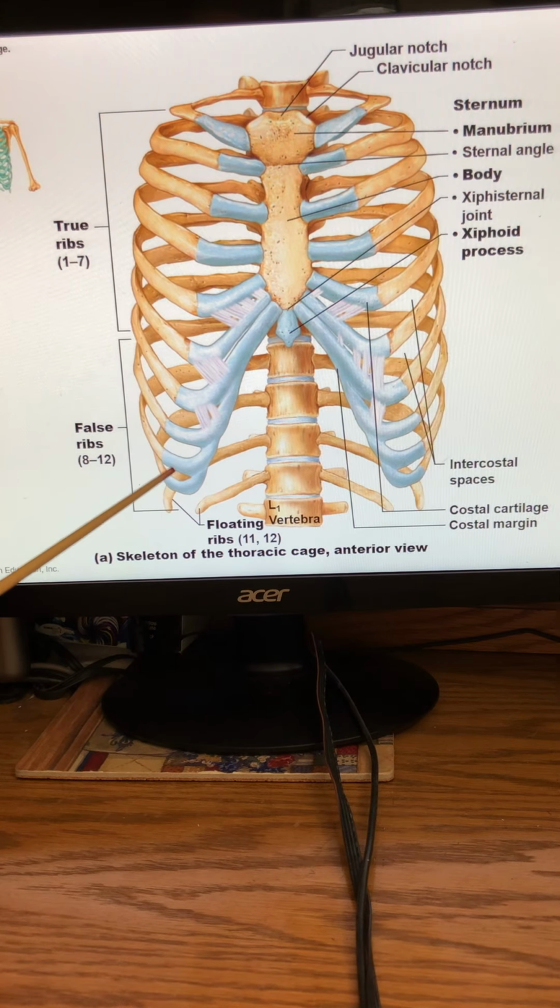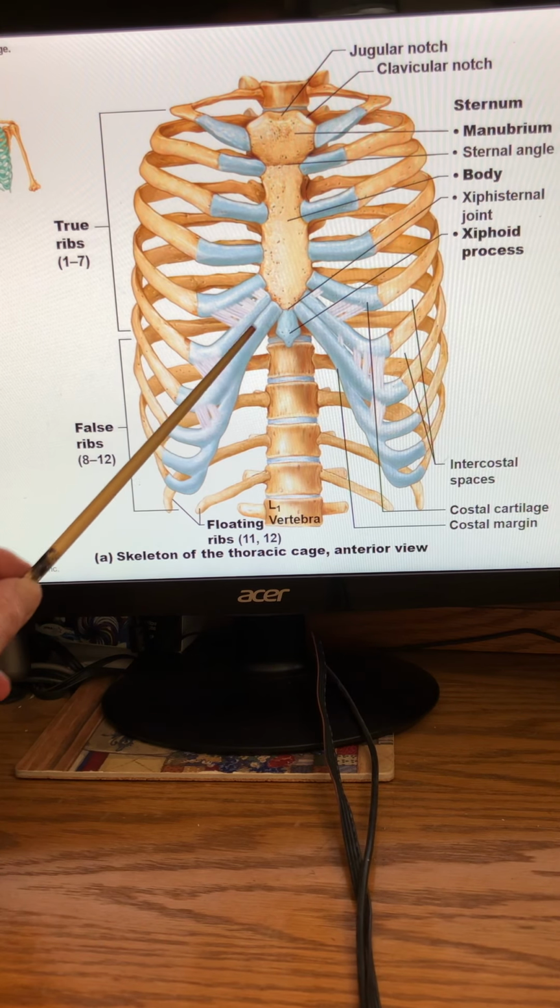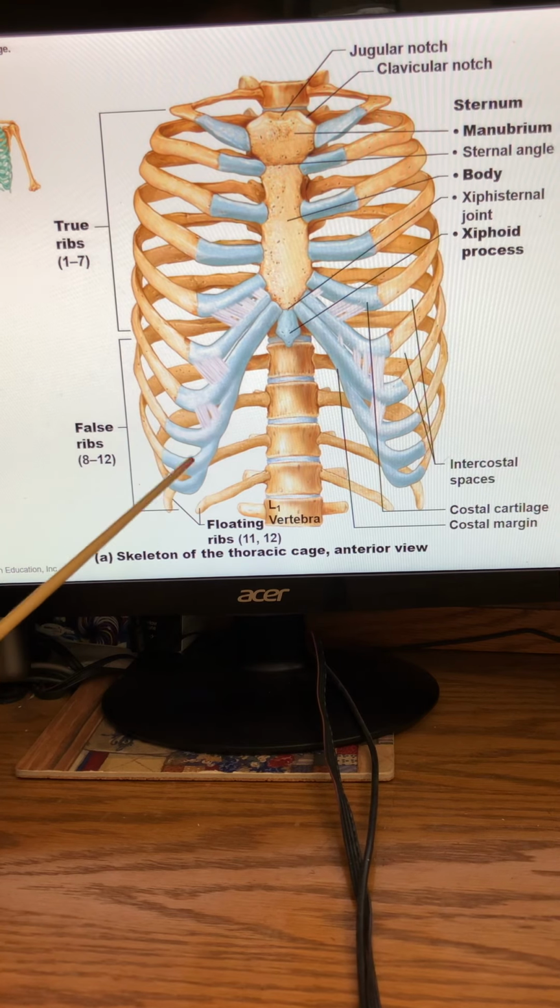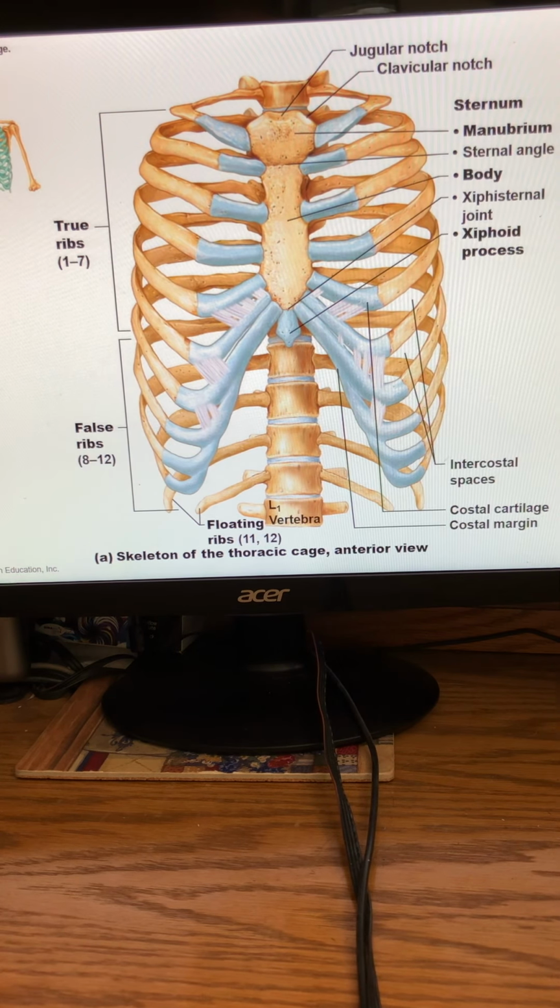But ribs 10, 9, and 8 are considered false because their cartilage attaches to the cartilage of rib 7, which is a true rib. And so that's why they're considered to be false ribs. So just going over the bony portion of the thoracic cage, you have in the midline the sternum, which consists of the manubrium, the sternal angle right underneath it, the body of the sternum, and then right underneath is the joint that attaches to the xiphoid process, and that's the xiphisternal joint.